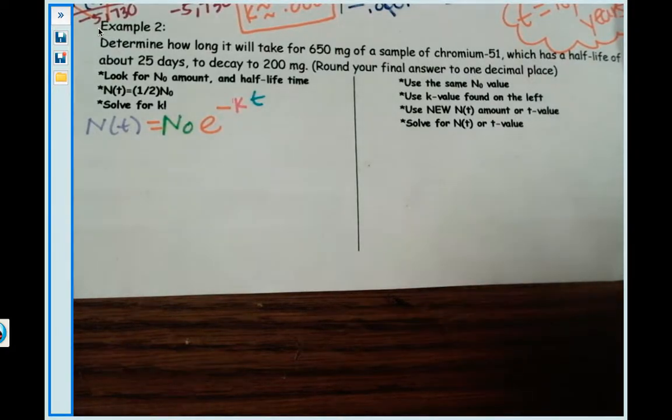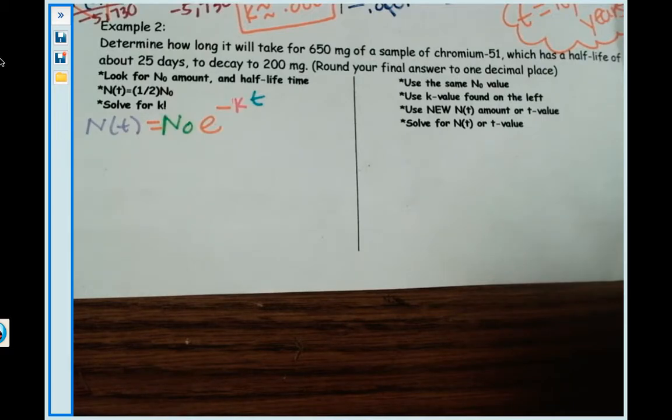Okay, so example 2 is similar to the previous one, just the first step is going to be slightly different, but everything else is the same. So let's get going on this one, you guys. It says, determine how long it'll take for 650 milligrams of a sample of chromium-51, which again is just a chemical compound, which has a half-life of about 25 days, to decay to 200 milligrams. Okay, so we're going to round our final answer to 1 decimal place.